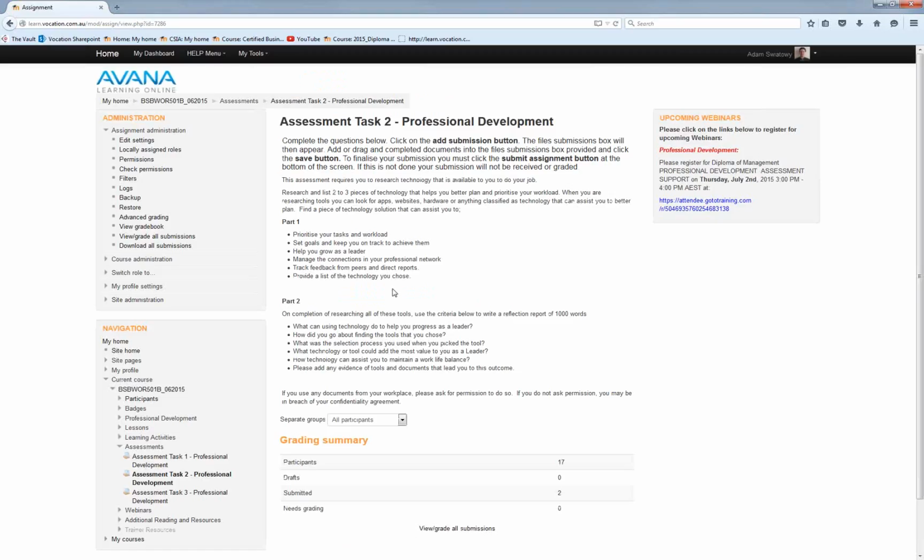Again, a 2-parter. So split your submission into two sections, part A, part B, or part 1, part 2, whichever way you like. This is all about technology. I'll read it straight off the page: this assessment requires you to research technology that's available for you to do your job. Research and list 2 to 3 pieces of technology that help you to better plan and prioritize your workload. When you're researching tools, you can look for apps, applications, websites, hardware, or anything classified as technology that can assist you to better plan.